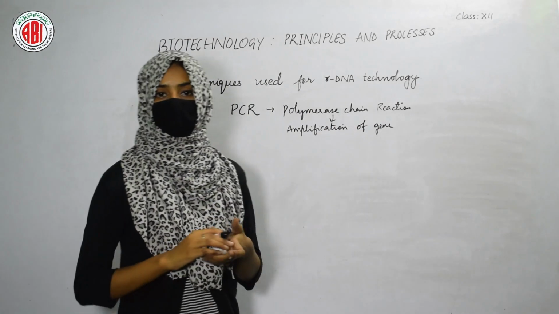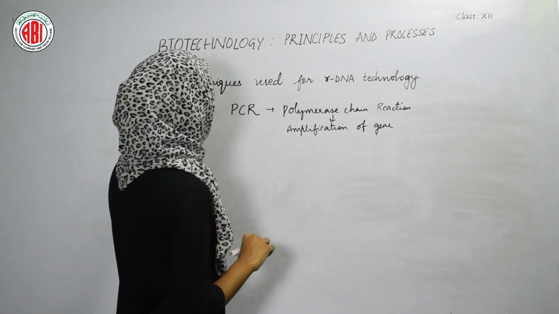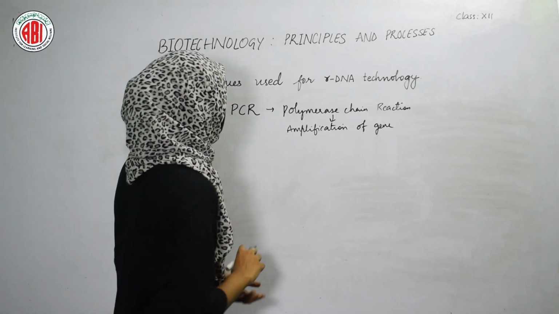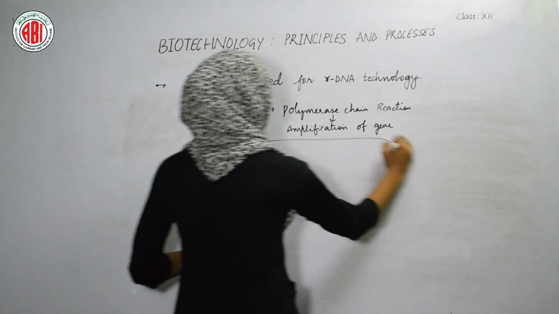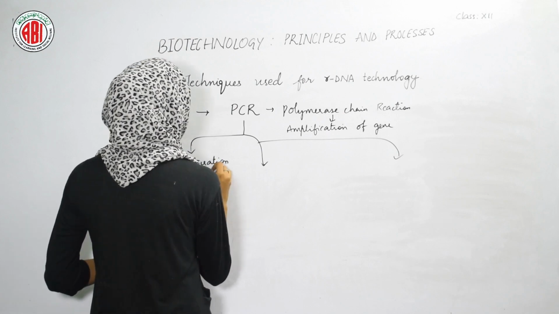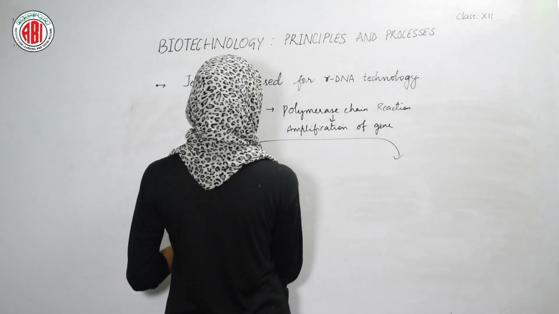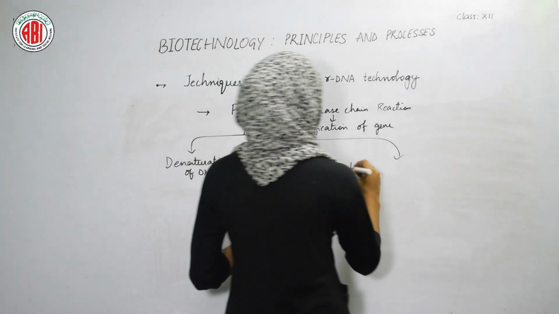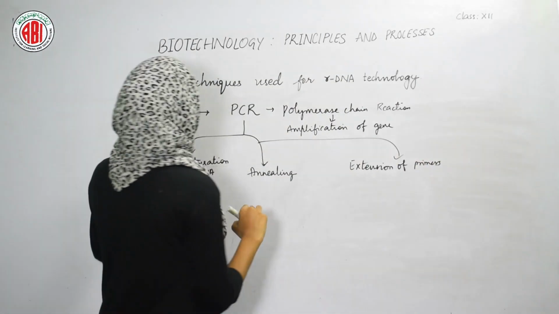The gene of interest can be amplified by the process called polymerase chain reaction, and this is a process which consists of three main steps. The first one is denaturation of DNA, or denaturation of the gene of interest. The second one is annealing, and the third one is extension of primer. Let us see what happens in the first step.